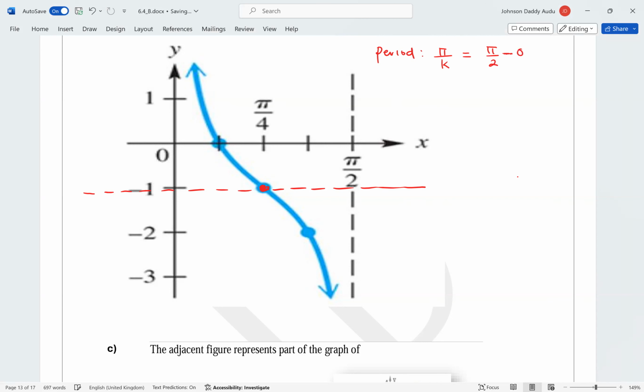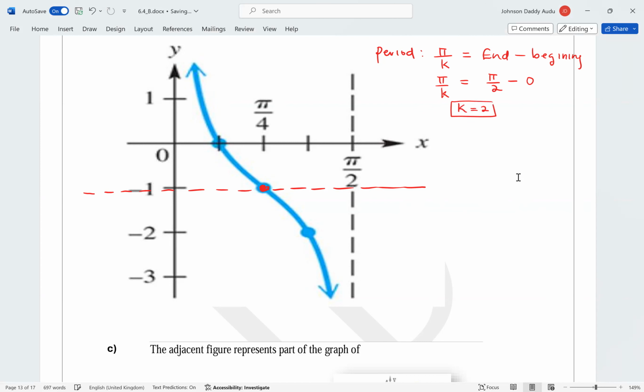So let's write the formula out. You say the end minus the beginning. So this is pi over k. It's equal to pi over 2 minus the beginning, which is 0. So this means that k is equal to 2.